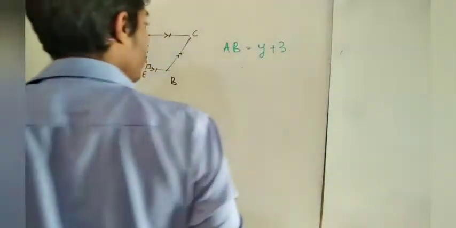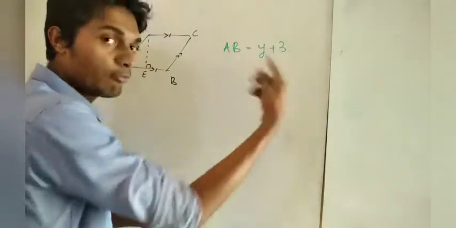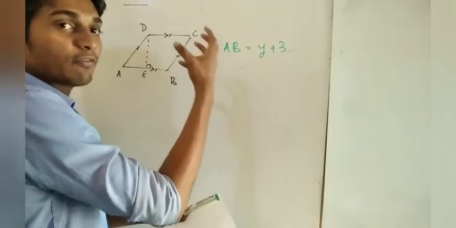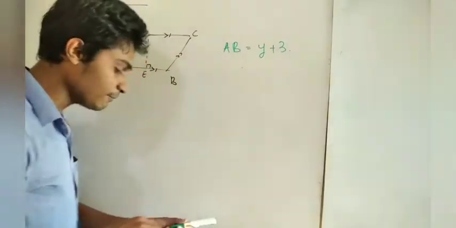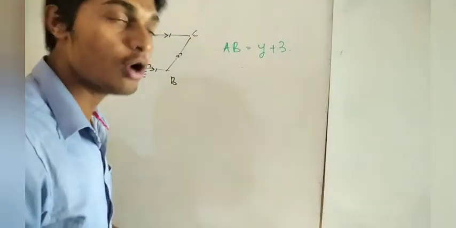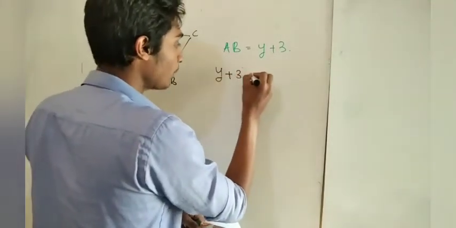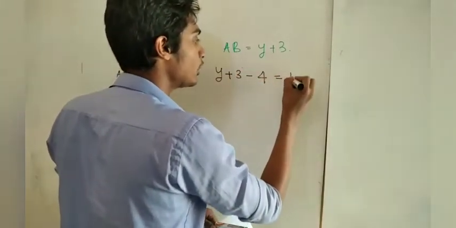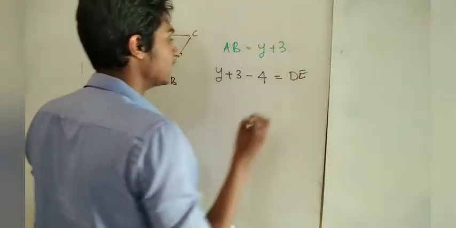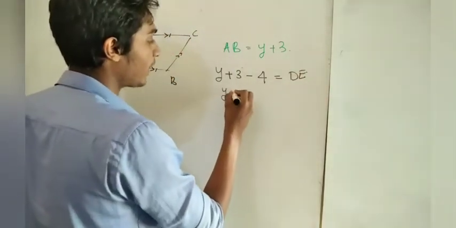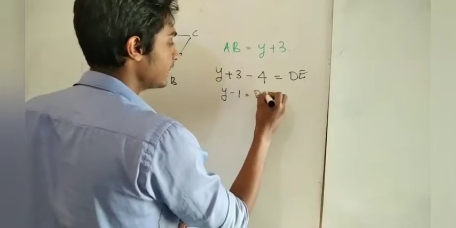So here also we have to subtract 4 from y plus 3, because the length of AB is y plus 3. So when I do that, y plus 3 minus 4 is going to be equal to DE, the length of DE. So we are going to have y minus 1 as DE.